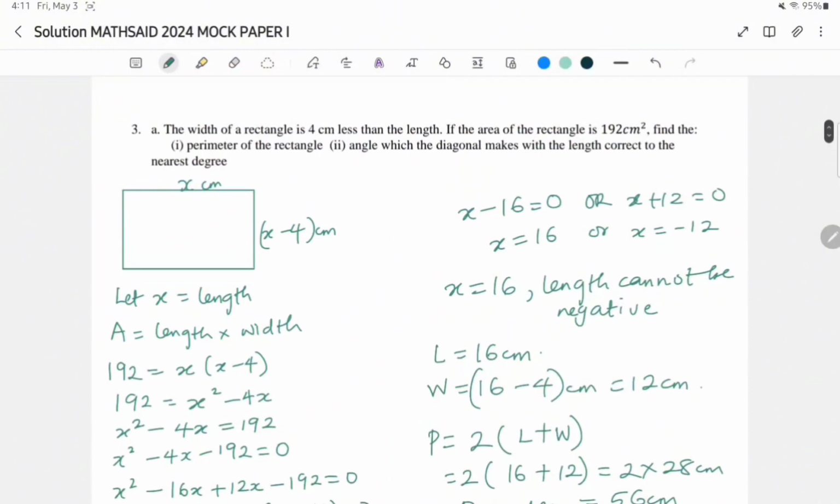Now, for the second part, we have to find the angle which the diagonal makes with the length, correct to the nearest degree. Well, the diagonal of a rectangle, from this point to this point, or the other way around. The angle which this diagonal makes with the length, well, the longer side is the length, so we are asked to find this angle right here. So let's represent it with theta.